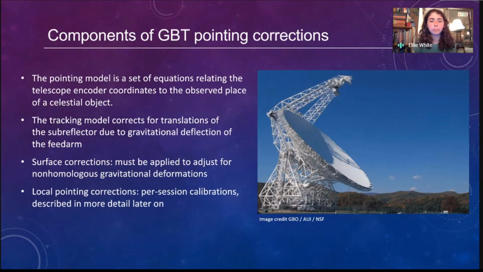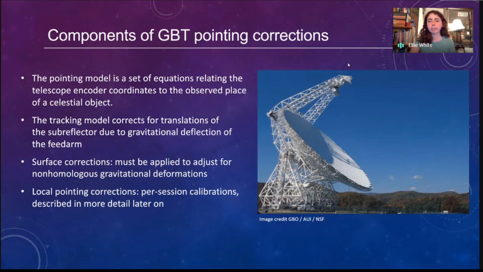In addition to the pointing model, you need a tracking model. This also corrects for translations of the subreflector. So what is a subreflector? Well, let's look at the telescope here. Light comes in, bounces off the main dish, and you can see there's a little dish here. The radio waves bounce off and into this little cabin, called the receiver cabin. That is where the equivalent of your cameras are. For radio telescopes, they're called receivers, and they collect the radio waves and then send them back to the electronics in the lab.